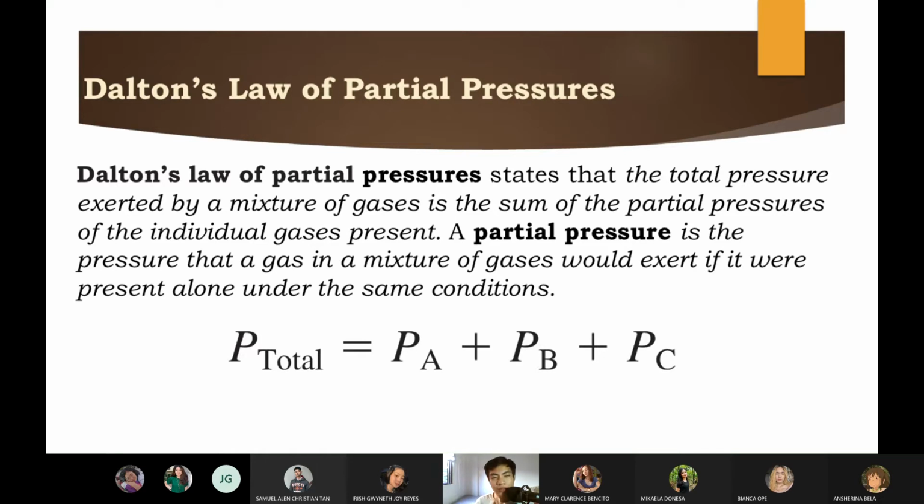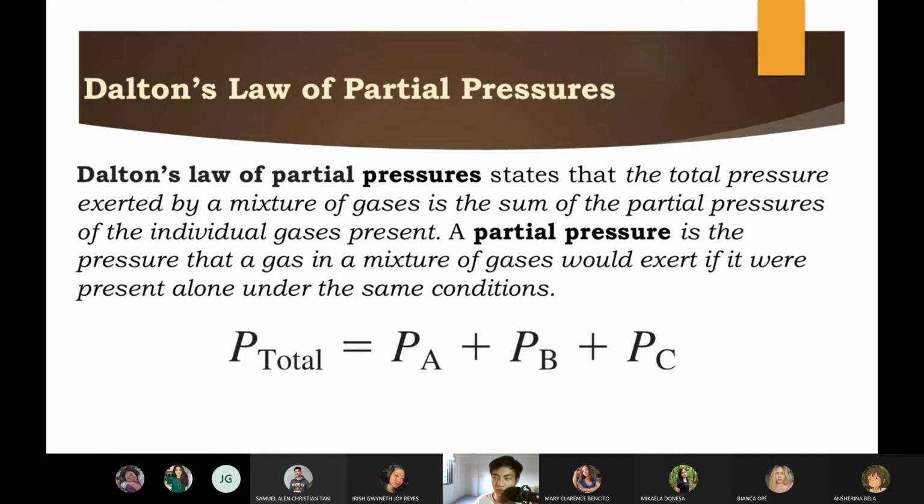So, yung 1 atmosphere na yon, that is subdivided into nitrogen gas, which is 0.78 atm. Oxygen gas, which is 0.21. And then yung the rest, yung 0.01 atmosphere, that is divided into other traces of gases such as argon, CO2, and etc. Okay, so yun lang yung idea ni Dalton dito, that when you mix gases, their partial pressures add up to get the total pressure.